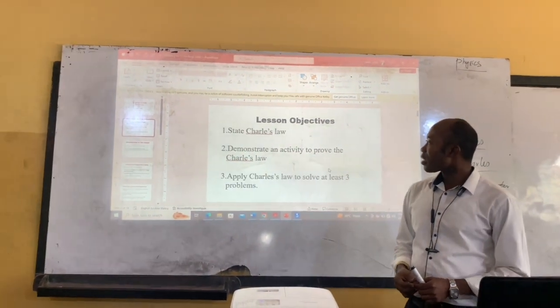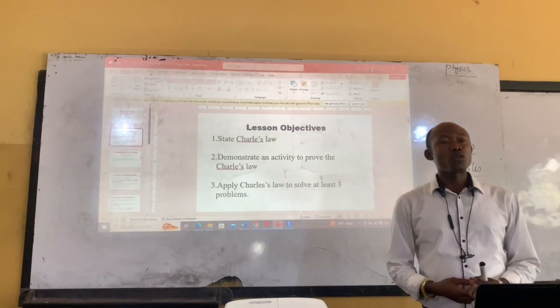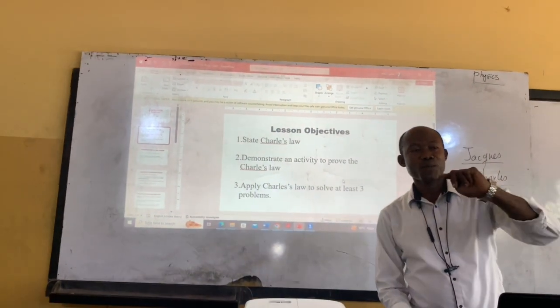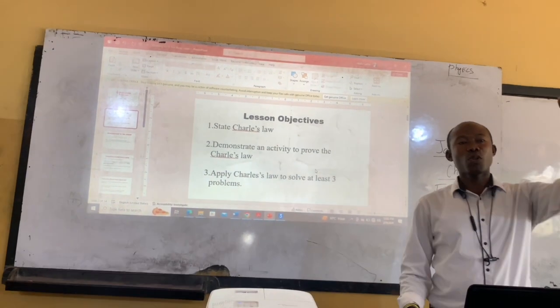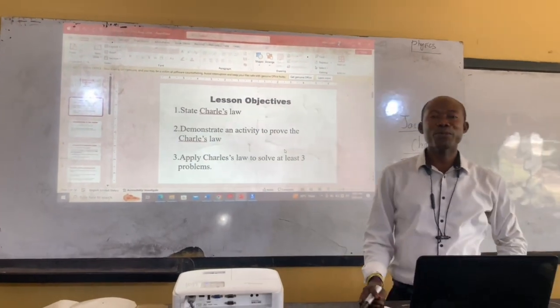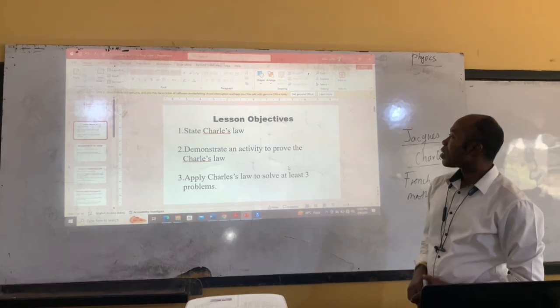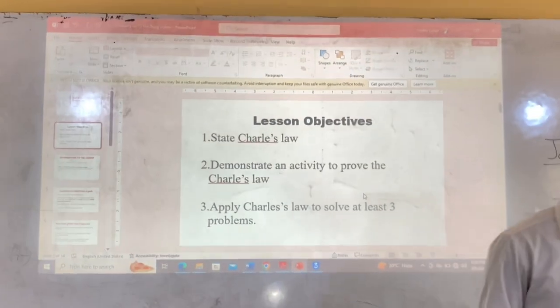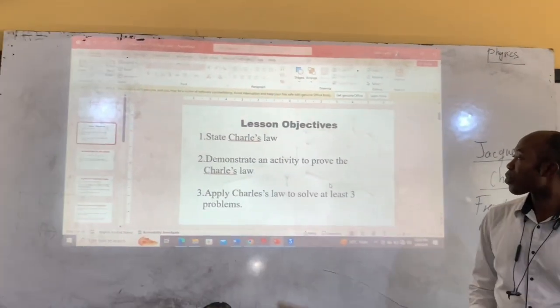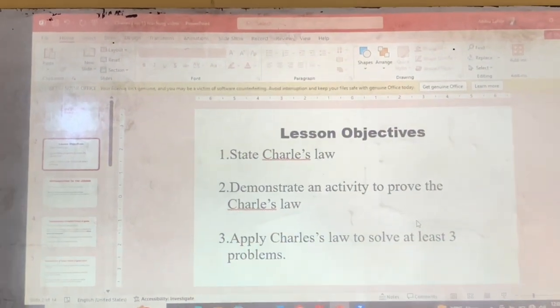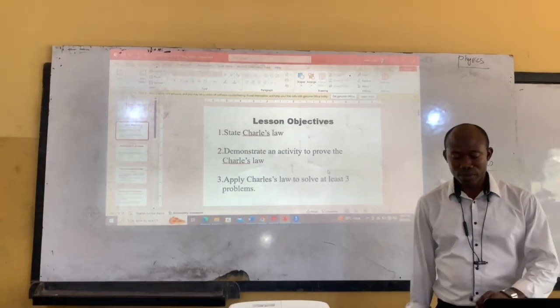Now, before we start the lesson, you must be in groups. Group 1 is here. Group 2, Group 3, Group 4. Thank you. The first objective of the lesson is that we are going to state Charles' Law, demonstrate an activity to prove this law, and apply the law to solve at least 3 questions.